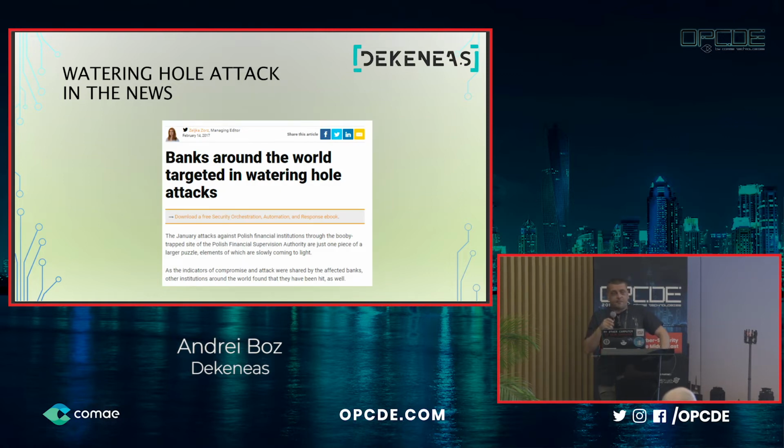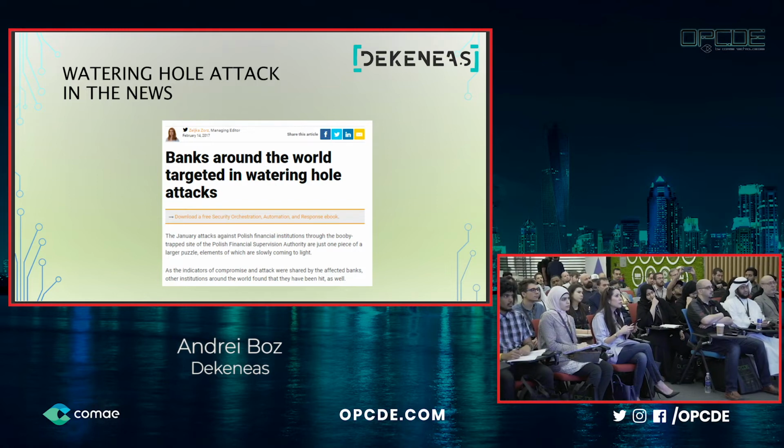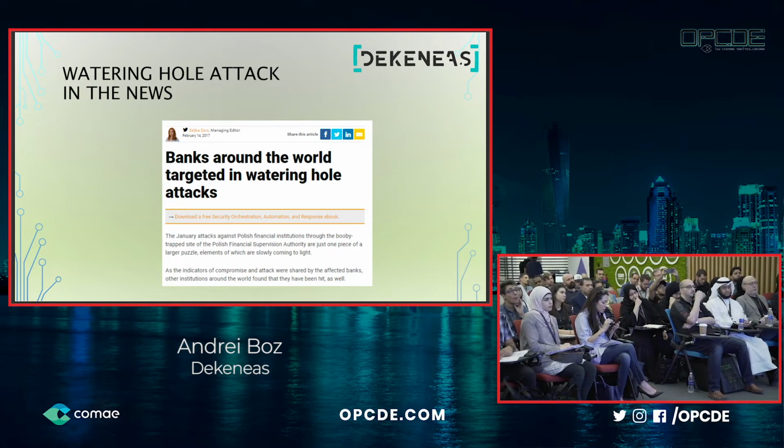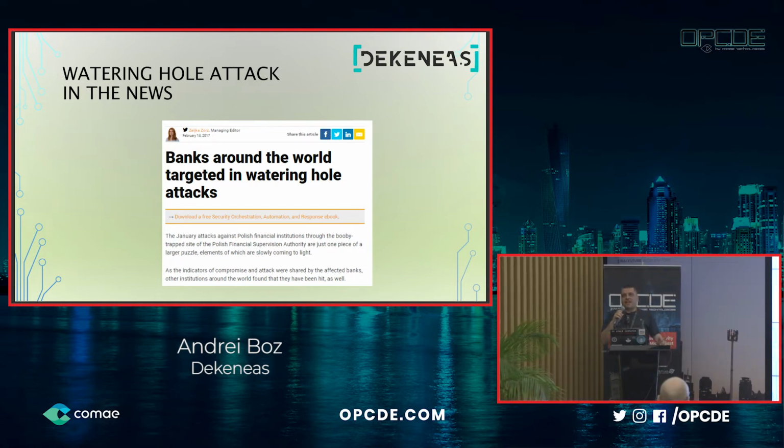Another very interesting attack happened in 2017, in February. 31 banks in Poland had been affected by a watering hole. The watering hole was served from the Polish Financial Supervision Authority. It was a legitimate website where people working in the banking industry had to browse on a daily basis to be on point and up to date with the latest recommendations and regulations from the Polish government.